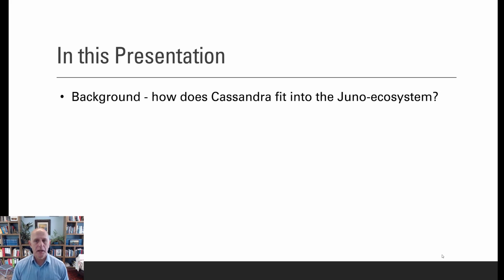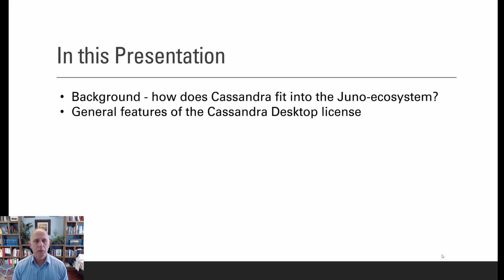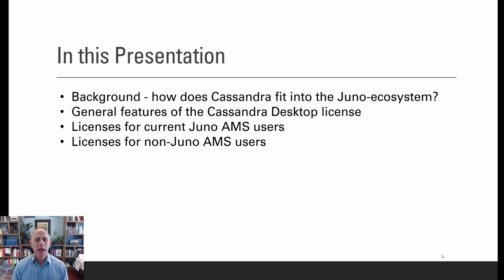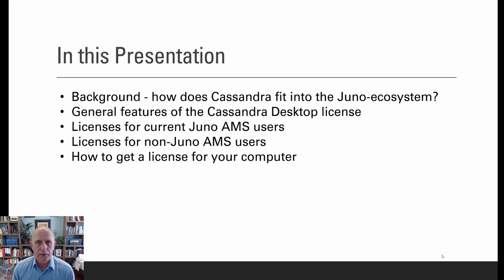So in this presentation, I'm just going to give you a brief background of how Cassandra fits into the Juno ecosystem, and then we'll talk about the general features of the Cassandra desktop license. And specifically then we'll discuss licenses for those of you that are currently already users of Juno AMS, Juno Asset Management System, and then we'll discuss how licenses work for people that are not currently using Juno Viewer or the Juno Asset Management System at all. And finally, we will talk about how to get a license for your computer, and I'll just show you how to generate the information needed for a license in Juno Cassandra.